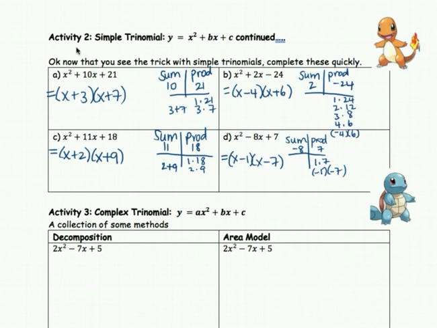But if you want a little bit of a shortcut, as long as you know that this is a simple trinomial, a is equal to 1, you can just find the two numbers through the product sum table and then write the factors like this with the x. So if it's a positive 3 and positive 7, you write x plus 3, x plus 7. If it was a negative 4 and a positive 6, you just write x, then minus 4, x plus 6.